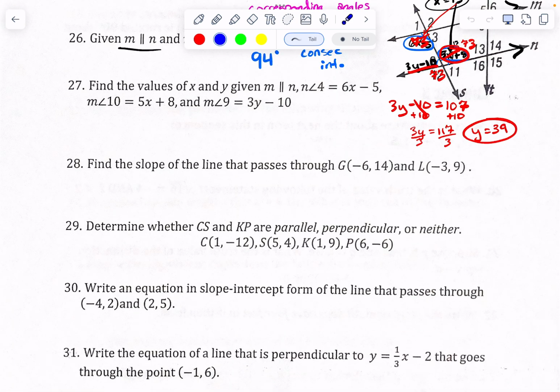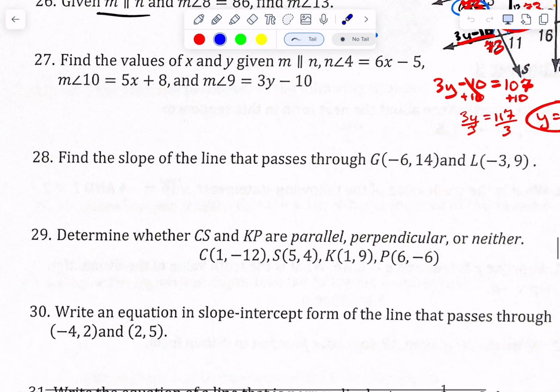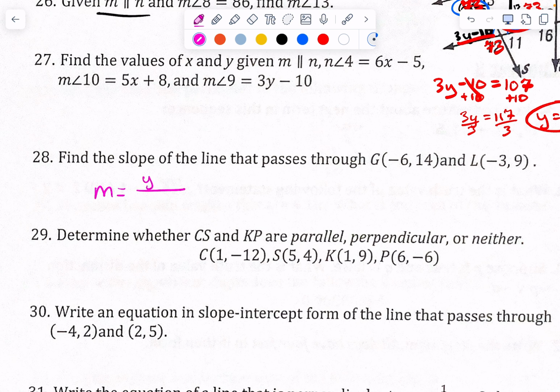Find the slope of the line that passes through those two points. Just the slope, not the equation of the line. How do we find slope? Rise over run, or if they give you 2 coordinate points, it is y2 minus y1 over x2 minus x1.